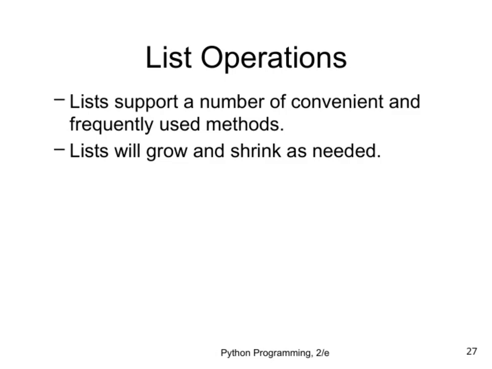Lists support a number of convenient and frequently used methods. Lists will grow and shrink as needed. List operations are fundamental in Python programming because they allow us to manage collections of data efficiently. These operations include adding, removing, or modifying items in a list, and they make working with data more flexible. As we work through more complex programs, you'll see how lists adapt dynamically, growing or shrinking depending on your needs. Understanding list operations is key to writing effective Python code, and it ties directly into the overall theme of making programming more intuitive and powerful.